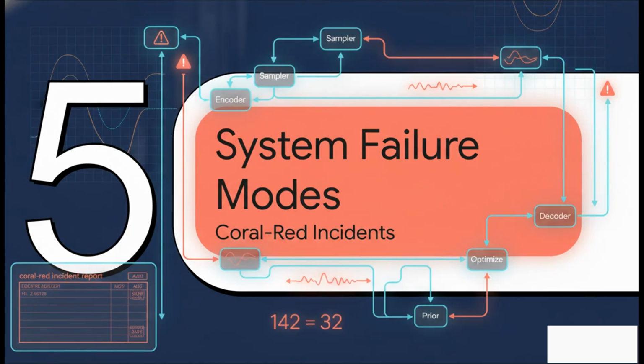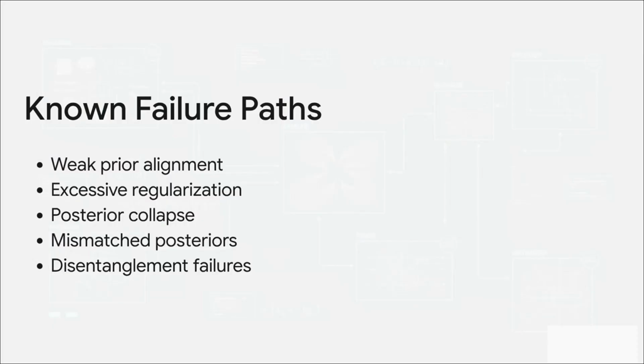Part 5, System Failure Modes. Of course, any complex infrastructure has its breaking points. Let's trigger our Coral Red incident report and analyze what happens when this whole mechanism breaks down. So what happens if those constraints are miscalibrated? Well, we have a few known failure modes.